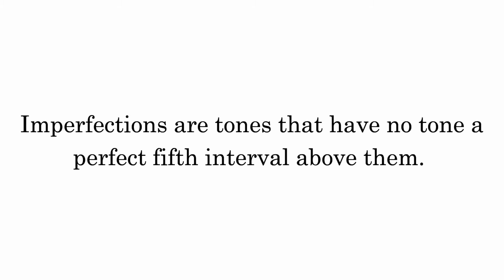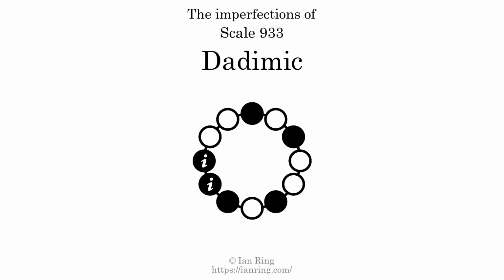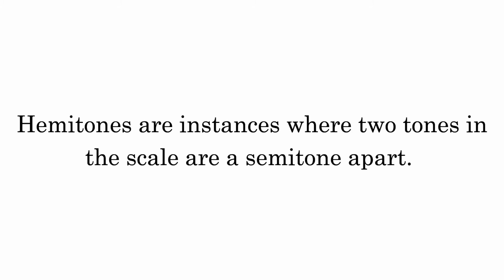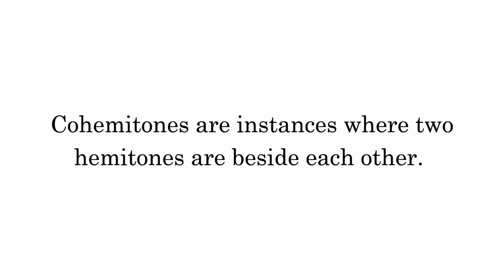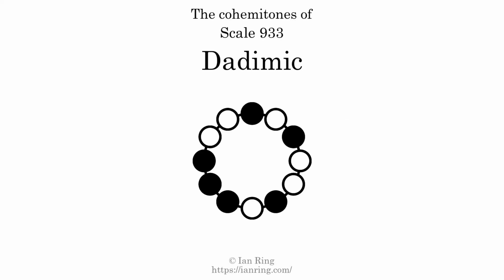Imperfections are tones that have no tone a perfect fifth interval above them. This scale has 2 imperfections. They are at positions here and here. Hemitones are instances where 2 tones in the scale are a semitone apart. This scale has 2 hemitones. They are at positions here and here. Cohemitones are instances where 2 hemitones are beside each other. This scale has 1 cohemitone here.